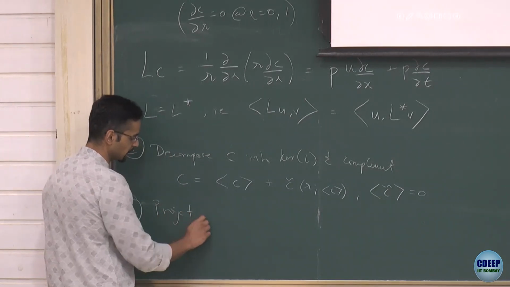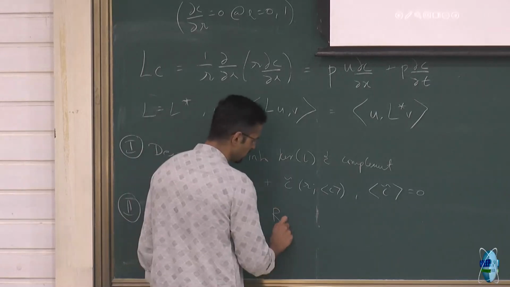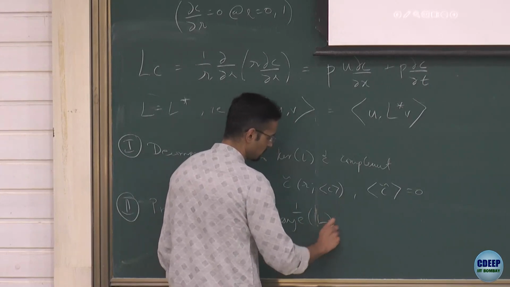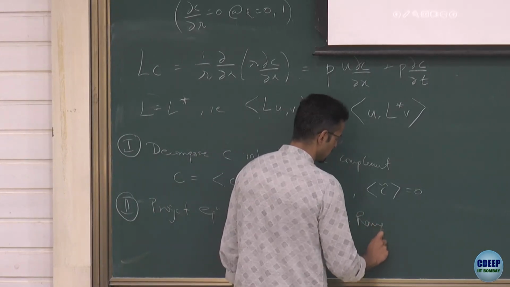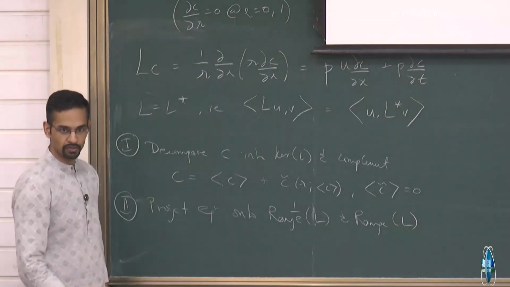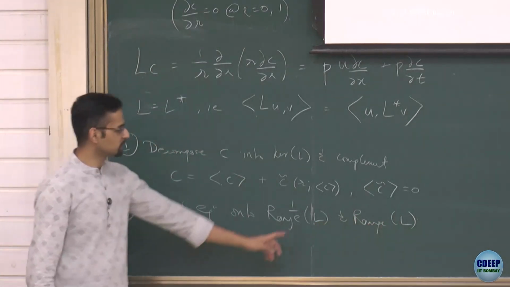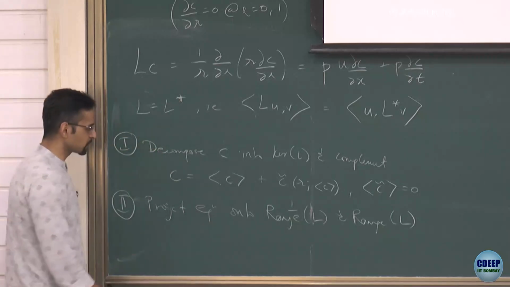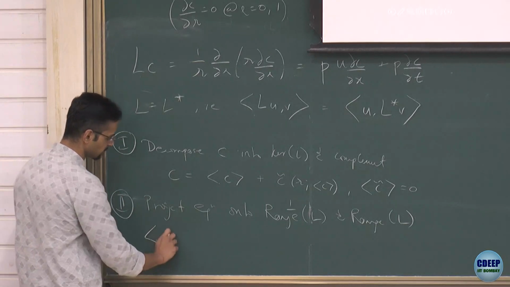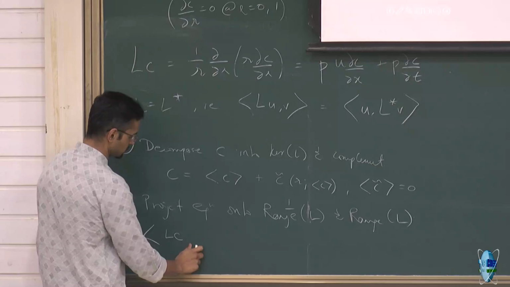So we had also done this in the last class, right? Project the equation onto the range complement of L and the range of L. Okay. So the range complement equation will give us a reduced model because it has only one dimension, right? And the range part of the equation will give an equation for C tilde. So we had done the first part, correct? We had projected our equation. So I had done this, right? I had taken LC.